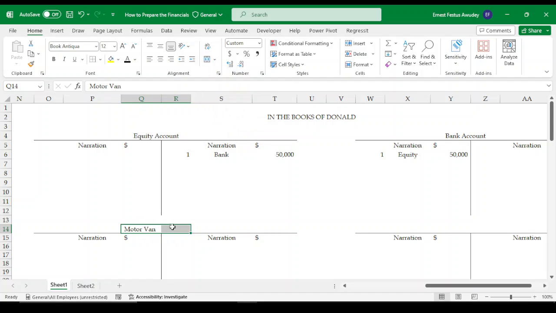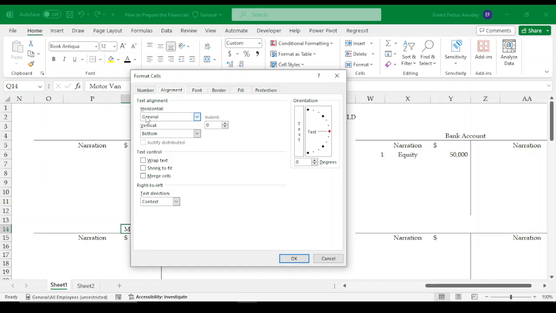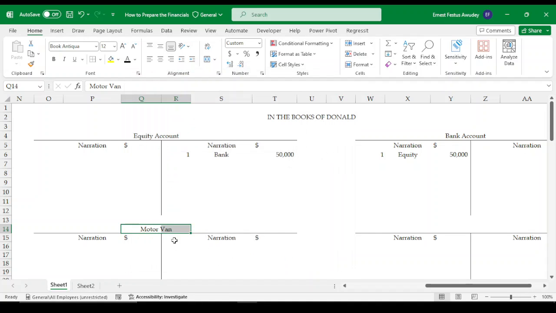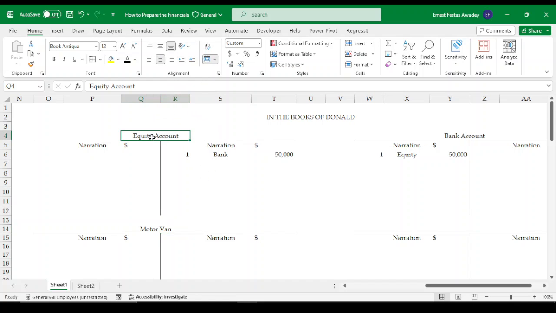I've undone my merge and center. So I'll just click Control 1, and that is going to open the format cells dialog for me. And what I'll do is go to my alignment here, and then for the horizontal text alignment, I'll come here and then I'll say center across selection. I'll select that and then I'll hit OK. So you see that it has centered my transaction for me, but I can adjust the individual columns right there. All right. So that is a better way of presenting this.